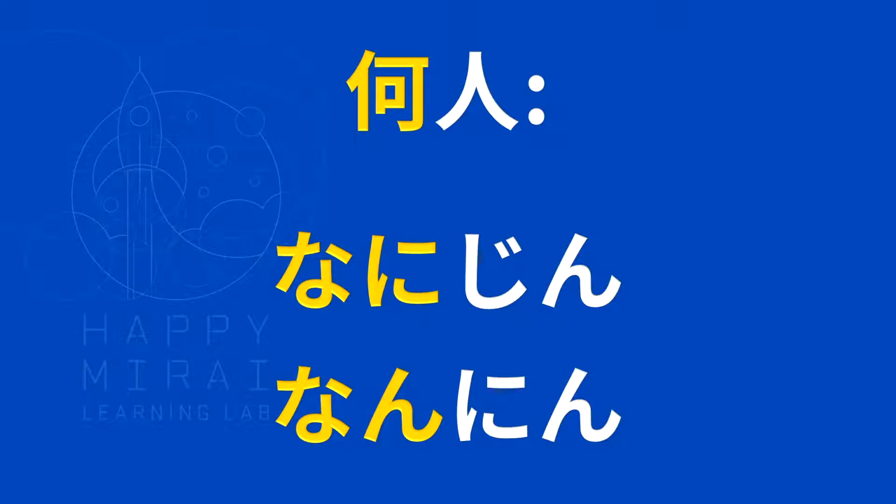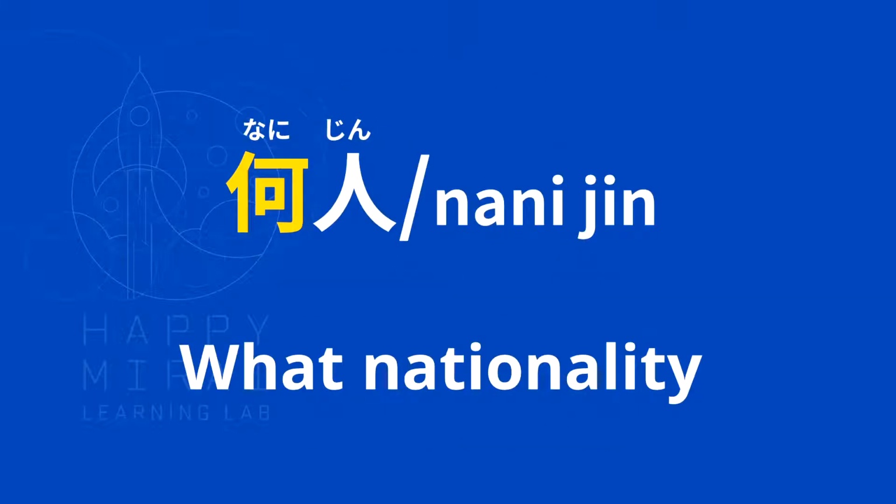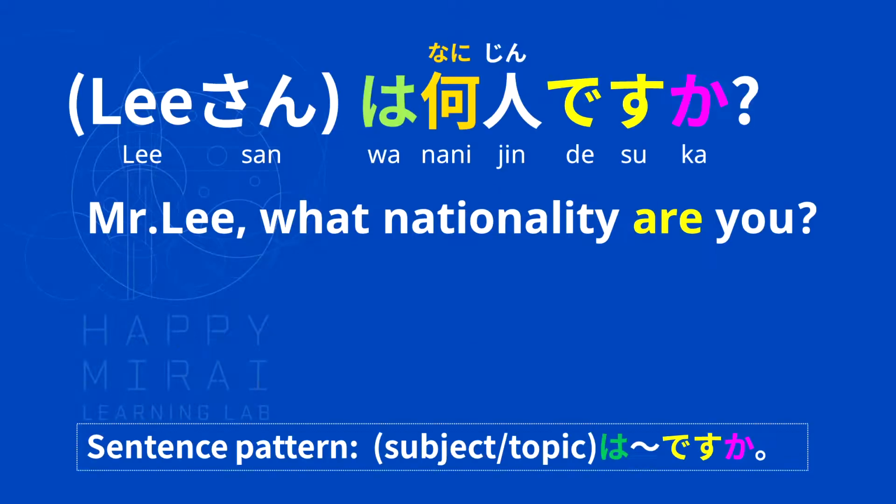Alright, today I would like to share these two kanji on the screen. 何人 or 何人. Okay, so first let's look at 何人. Jin is generally related to nationality. 何 means what? So 何人, what nationality?